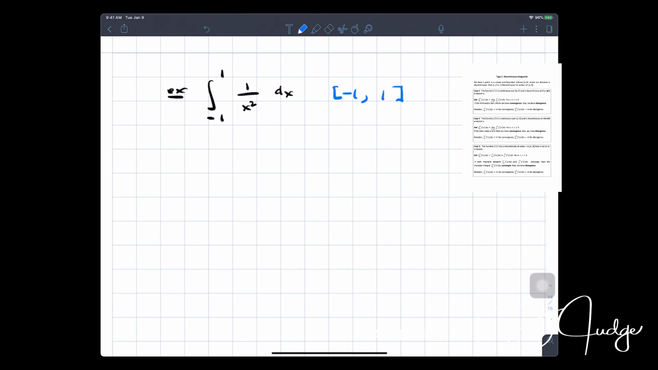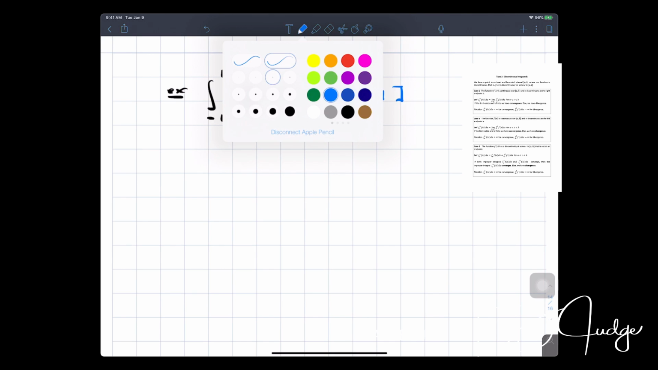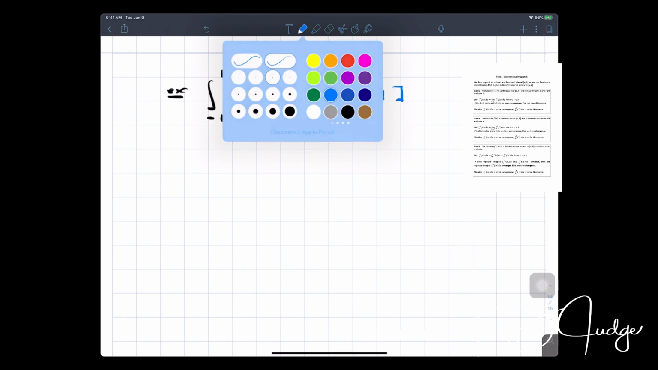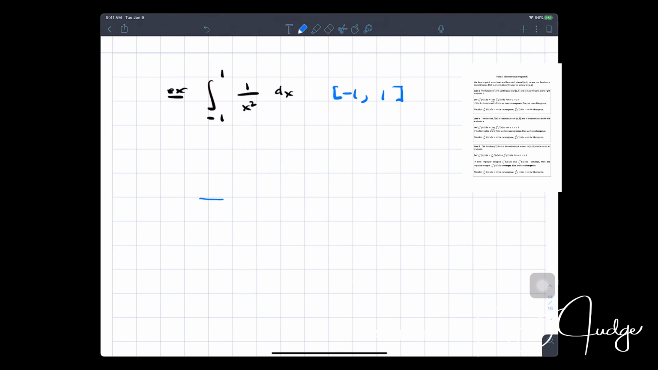Okay. Now, if you guys remember, let me draw this picture. I'm going to draw a bigger picture this time. This is why this is a case 3.